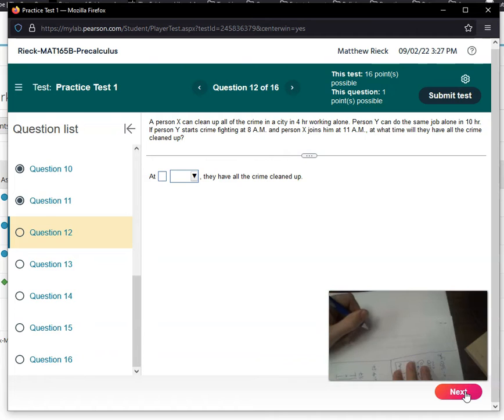So person Y starts at 8 a.m. and person X joins him at 11 a.m. That means he is working at 1/10 of the crime per hour, and he's working by himself for 3 hours, because from 8 a.m. to 11 a.m. is 3 hours. Then they're both going to be working, so we have 1/4 plus 1/10. This represents the amount of crime that they can clean up working together, and we don't know how long that is. And the total number of cities is going to be 1.